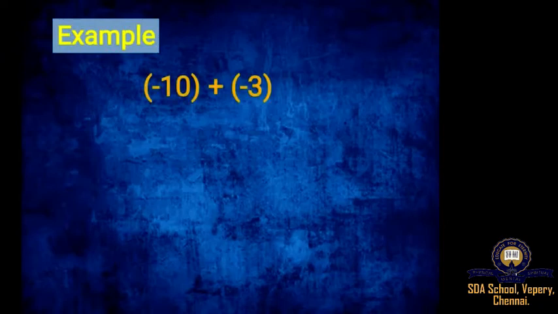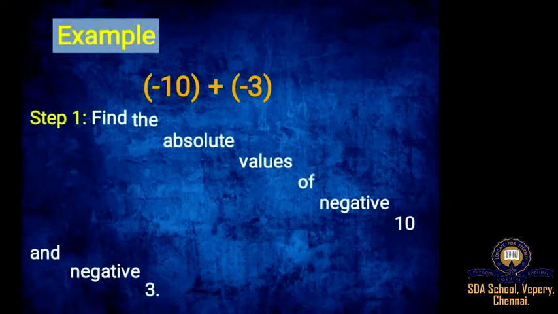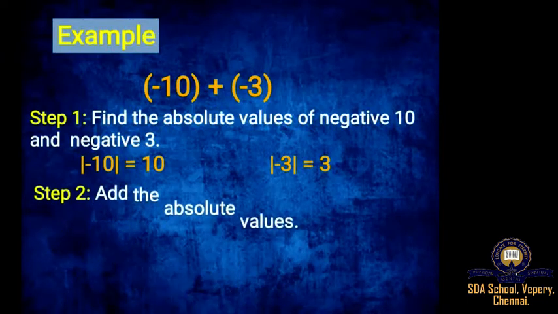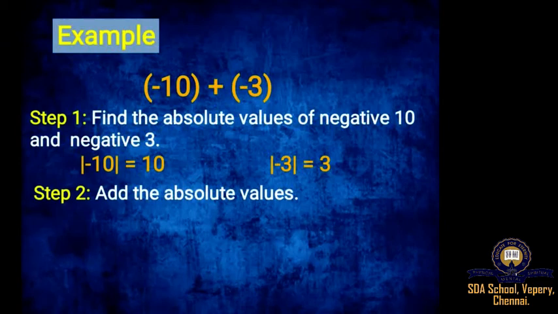-10 plus -3. First we have to find the absolute values of -10 and -3. The absolute value of -10 is equal to 10 and the absolute value of -3 is equal to 3. Next we have to add the absolute values. So it is 10 plus 3, which is equal to 13.